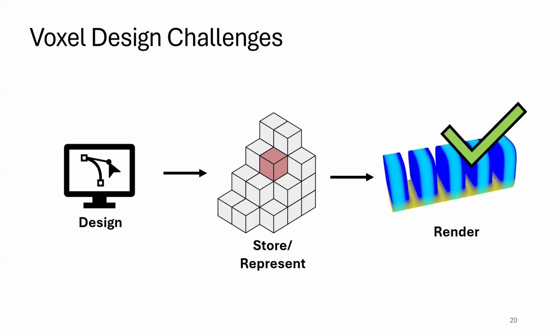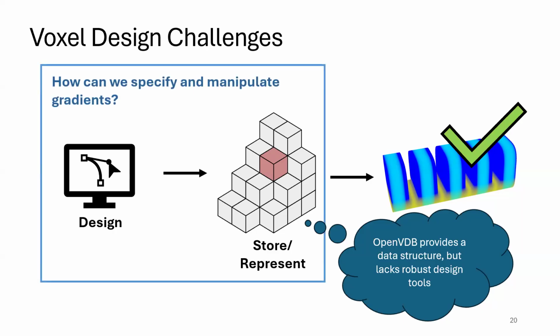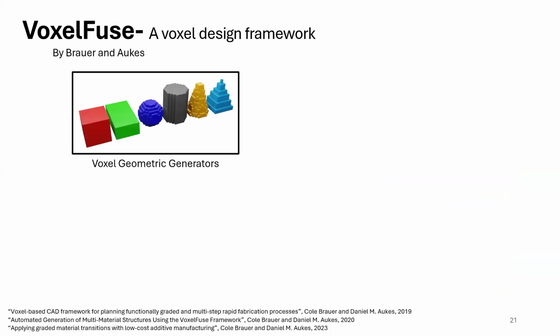Okay, so coming back to this workflow, we've got some ideas for how we can store and represent things, but we know that OpenVDB is probably going to be too slow for these really, really large volumes. Another problem is it doesn't provide actual tools for generating those data structures. It's just a pure representation. So if I want to have reusable components for designers to actually express their geometry and material gradients, OpenVDB is not going to provide that directly. We need to think of this as not just a problem of representing and storing that volumetric data, but also one that's directly connected to the design aspect. So that's where this project called Voxel Fuse comes in.